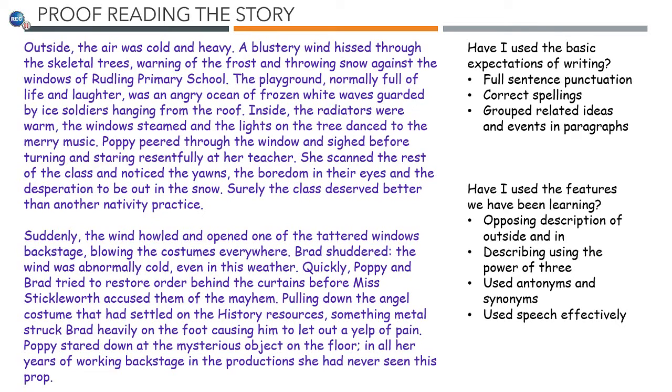So we've used the antonyms. We've used warm and cold. So in the first sentence, there's cold straight away. Outside, the air was cold and heavy, whereas inside, the radiators were warm. So we've used antonyms there. So have we used speech? Well, we haven't used any speech yet, so we don't need to see if we've used speech effectively. That will come later in the story.